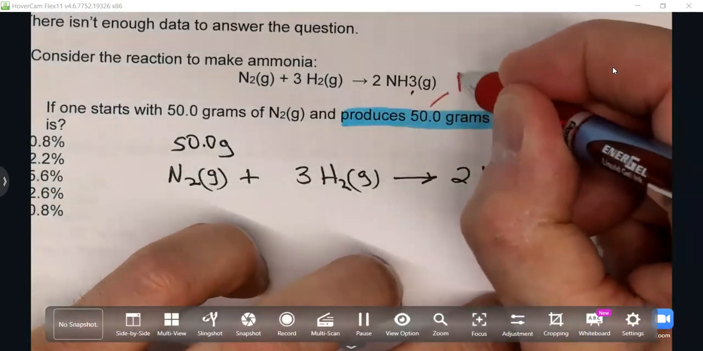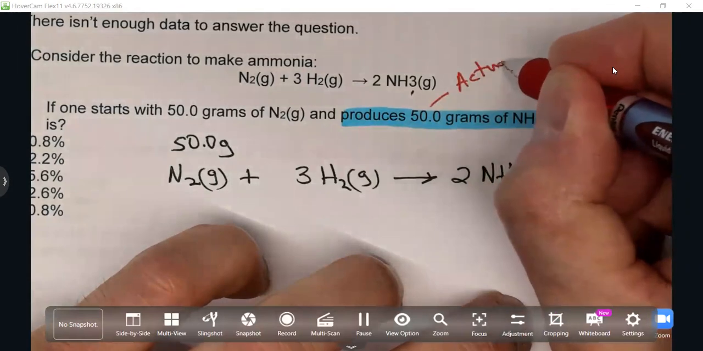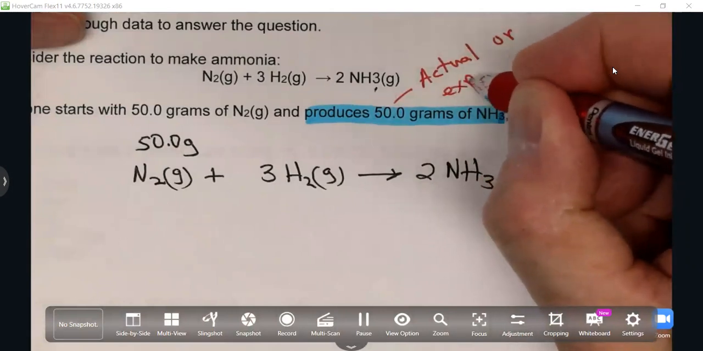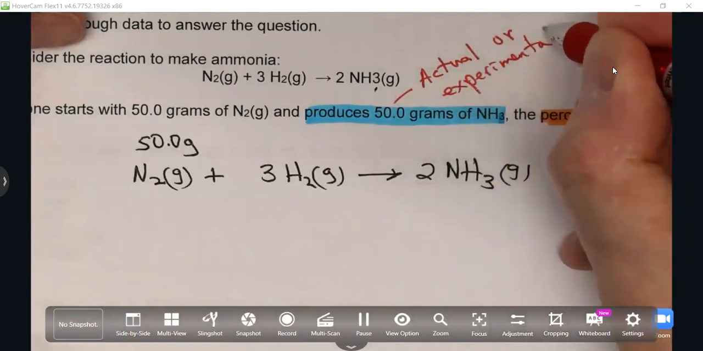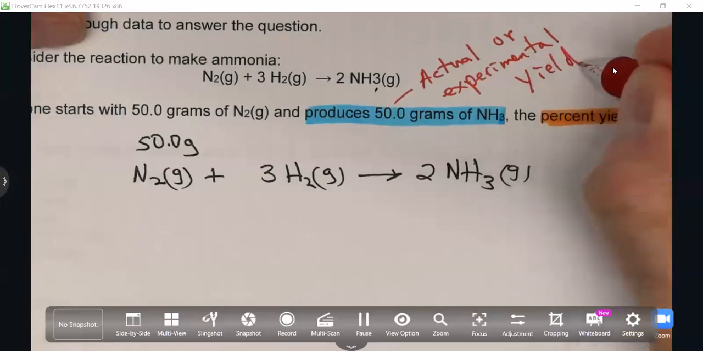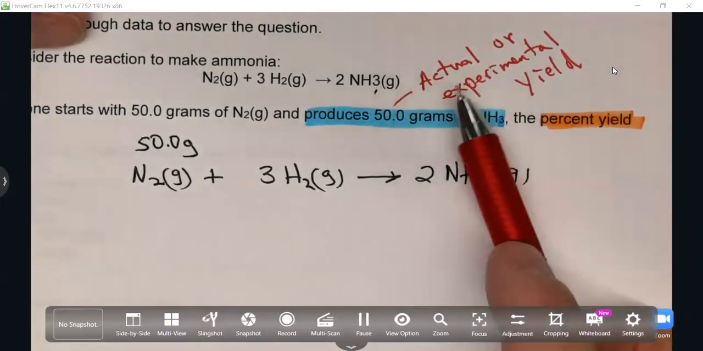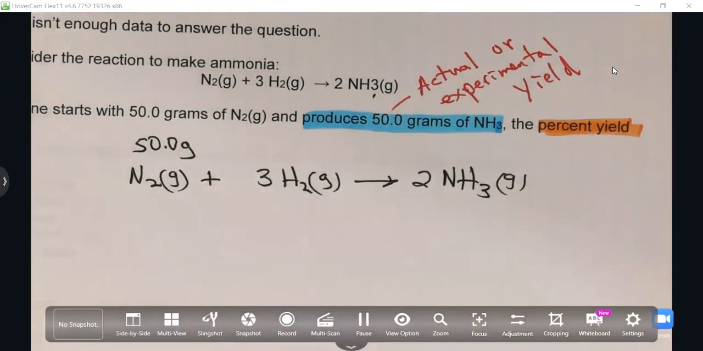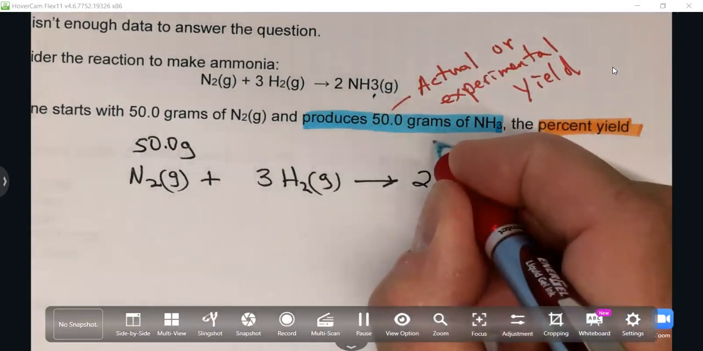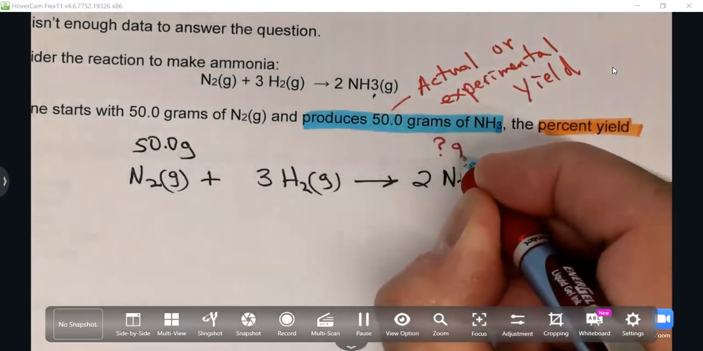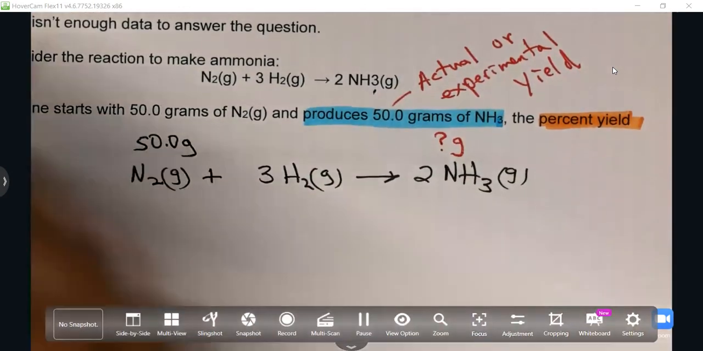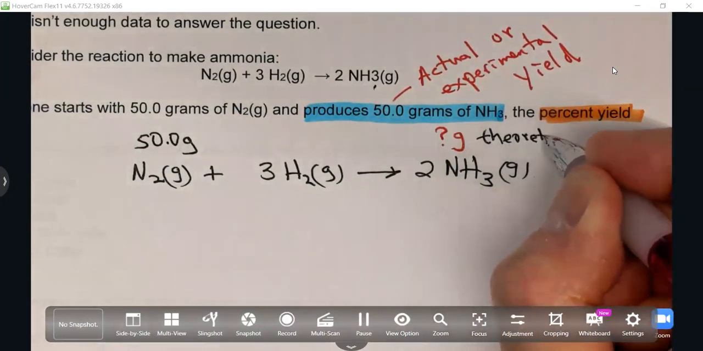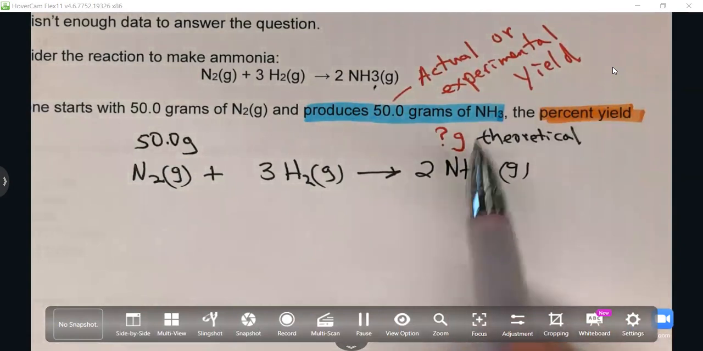This is your actual, or experimental yield. This is actually what you got. We need to calculate our grams right here. Our theoretical. What should we have gotten? We need to calculate this.